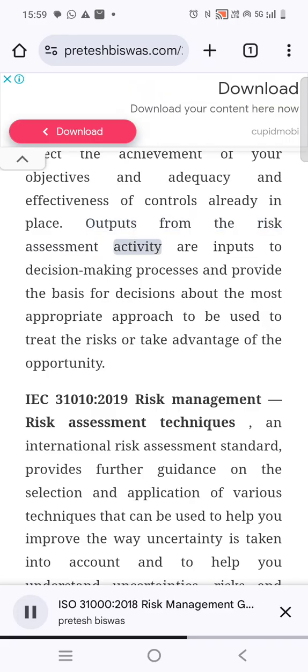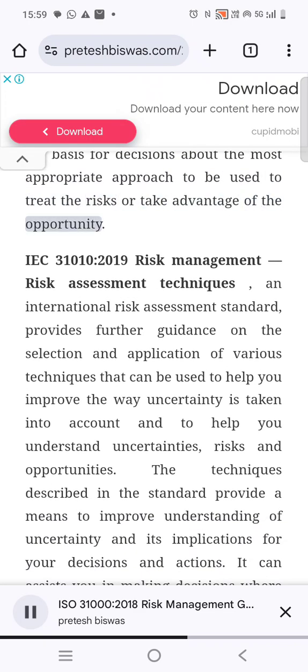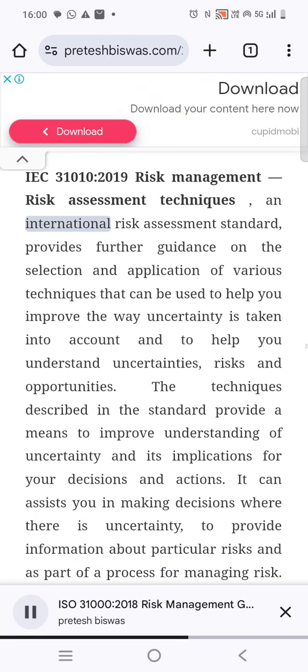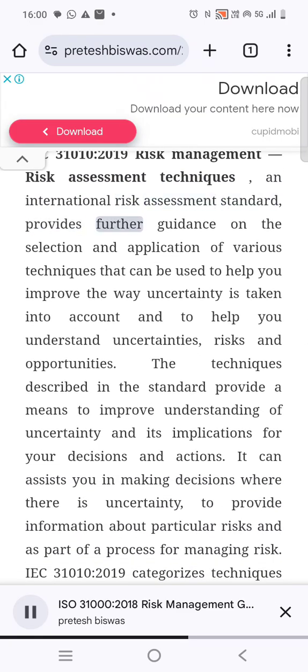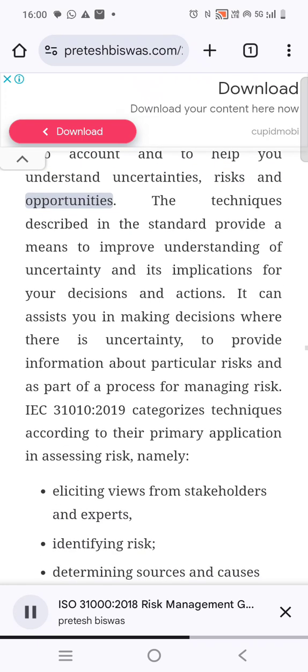Outputs from the risk assessment activity are inputs to decision-making processes and provide the basis for decisions about the most appropriate approach to be used to treat the risks or take advantage of the opportunity. IEC 31010:2019 Risk Management, Risk Assessment Techniques, an international risk assessment standard, provides further guidance on the selection and application of various techniques that can be used to help you improve the way uncertainty is taken into account and to help you understand uncertainties, risks, and opportunities.